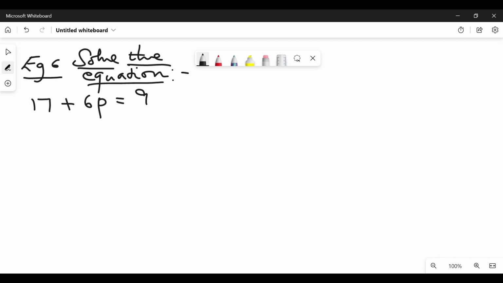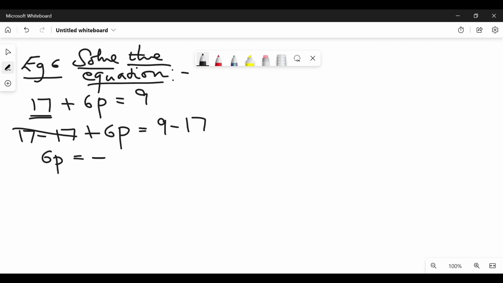So first thing I'm going to do is move this 17 to the other side. I told you anything you want to move, you first find the additive inverse, and then whatever you do on the left hand side, do it on the right hand side as well. So 17 gets cancelled, you get 6p equal to 9 minus 17, which is negative 8.